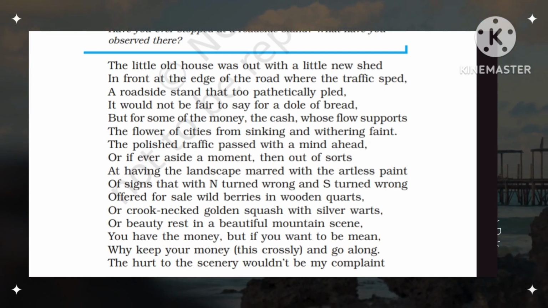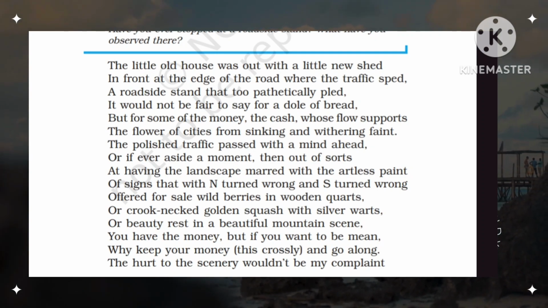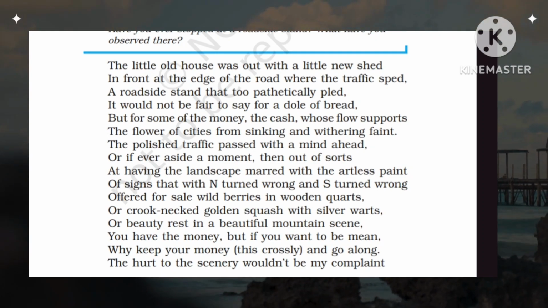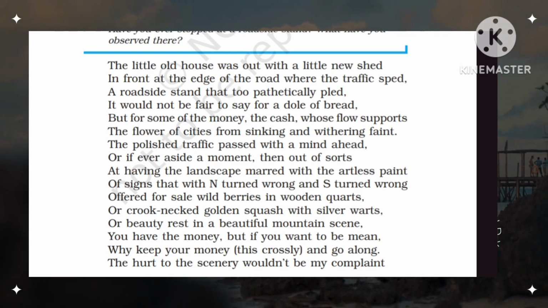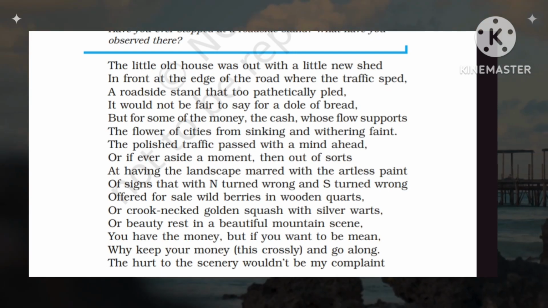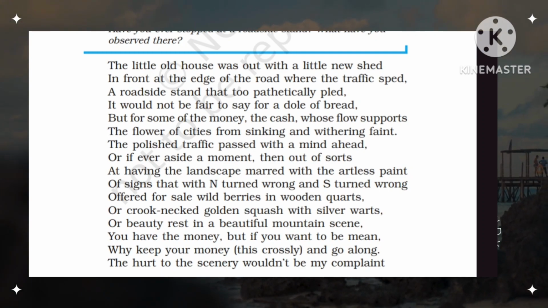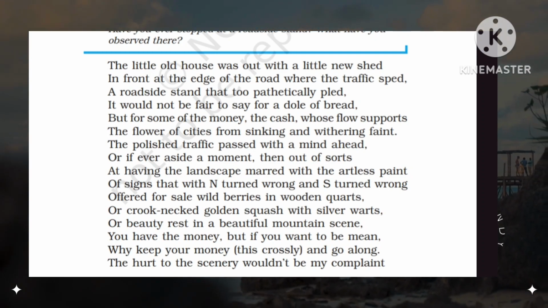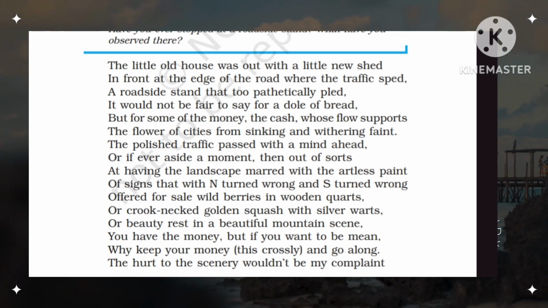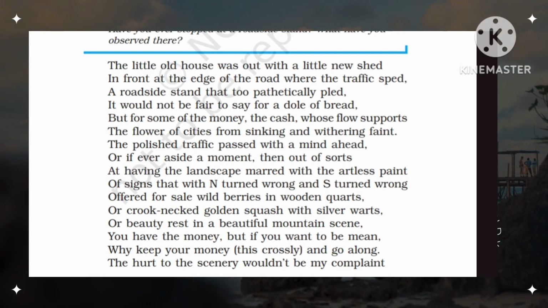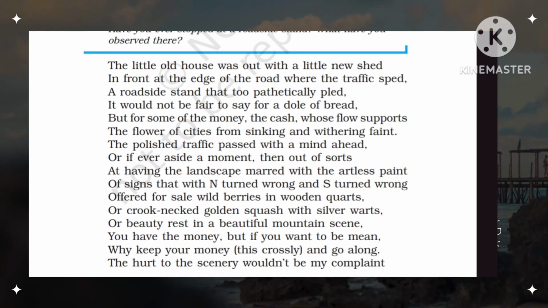Now, what is the shed? It is used as a shop by the people living in the house. All the people living in the house use that shed as a shop. The roadside stand pleads for the traffic to stop by and buy something so that they can earn at least bread for their survival. This shed is referred to as the roadside stand, and it has been located at the edge of the road so that people traveling in their cars and vehicles could stop and buy something, and this would be a source of earning for the people of the house.